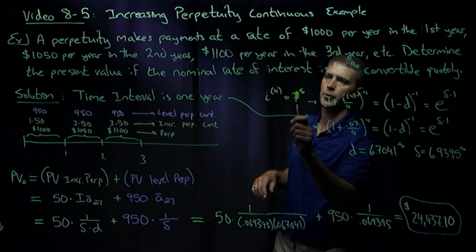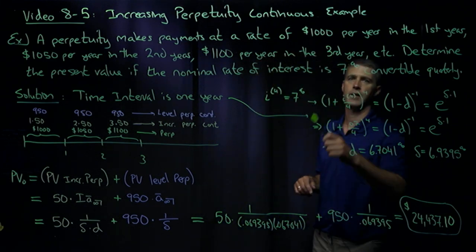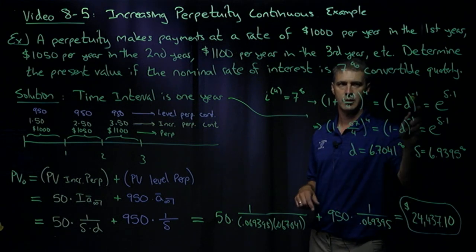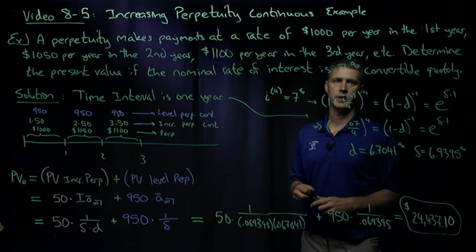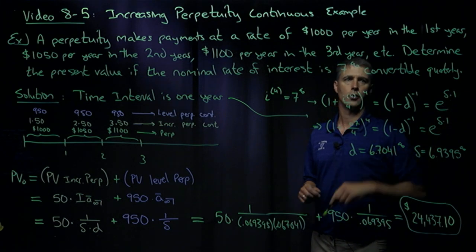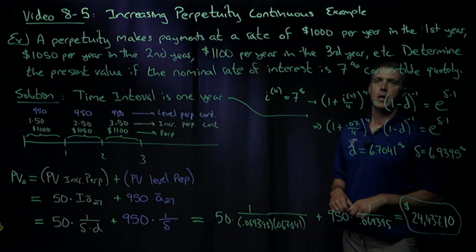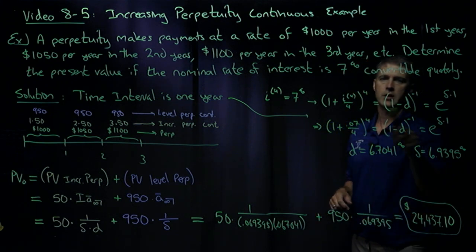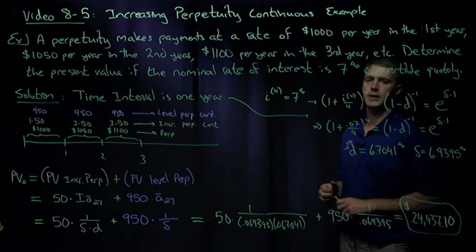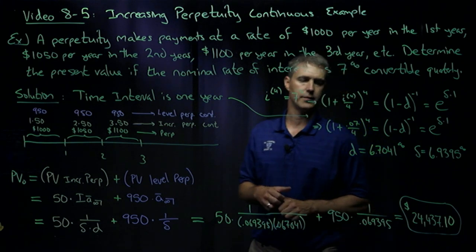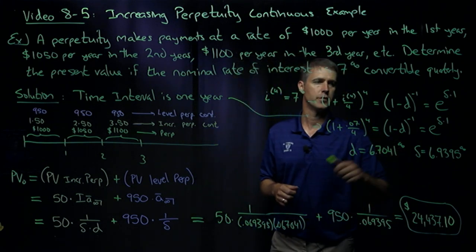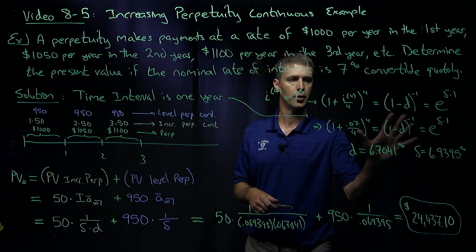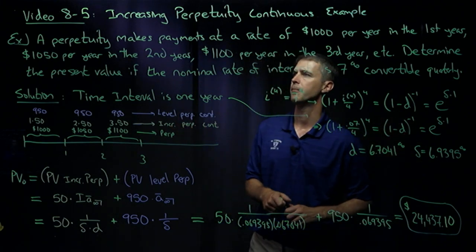So I know my nominal rate convertible quarterly is 7%, and I've got a conversion. 4 quarters worth of growth is the same as 1 year of growth via discount, or 1 year of growth via a force of interest. So if I plug in 0.07 for the i(4) and solve each of these equations separately, I get a discount rate d of 6.7041% and a force of interest of 6.9395%. Both of those are annual. So I'll be using those at various stages here.